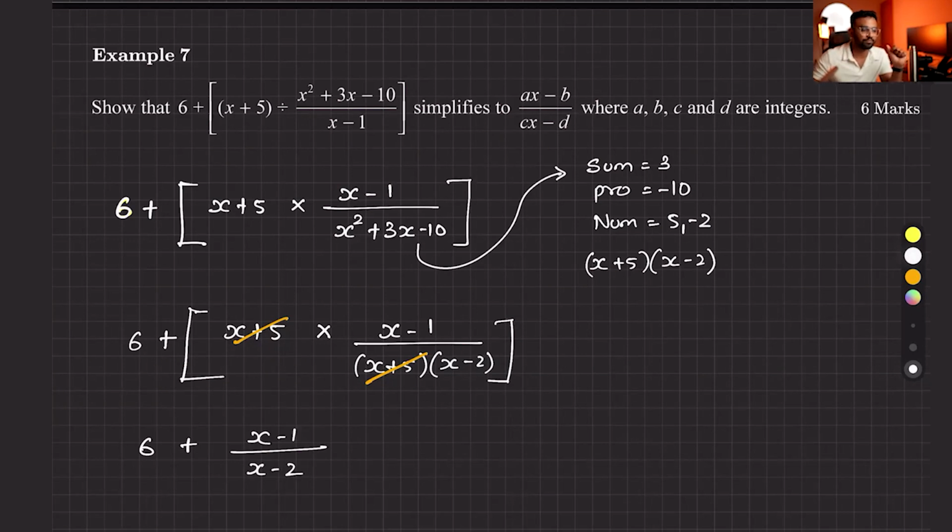What do we need to do now? We need to make a common denominator. So that would look like this. How would you make a common denominator? 6 over 1. We are multiplying by x minus 2 over x minus 2 here. And when you do that, you expand it. You will get 6x minus 12 plus x minus 1, whole thing divided by x minus 2, which when simplified, you get 7x minus 13 over x minus 2. Done.